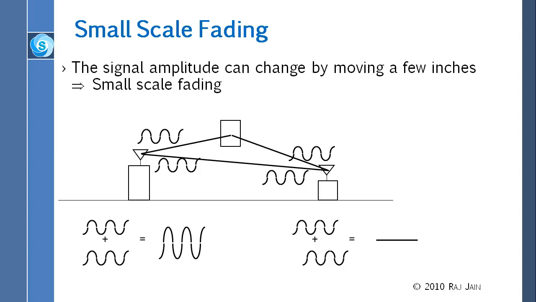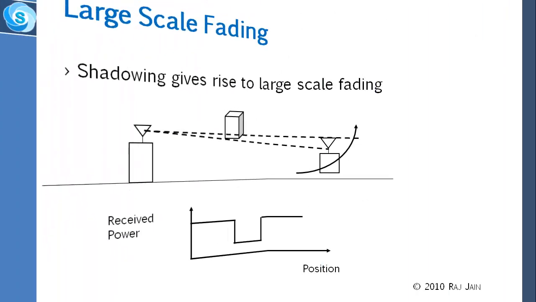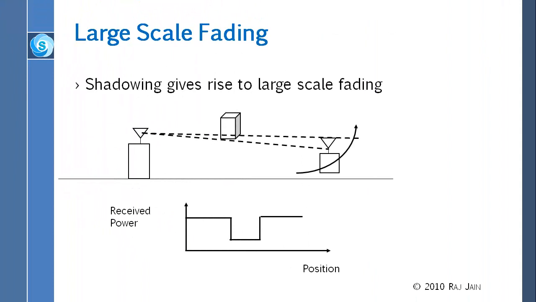And so as you move, the power can change. This variation in power by small movement is called small-scale fading. Similarly, there is a large-scale fading. If you take the signal from here to there, then you could make a big change.